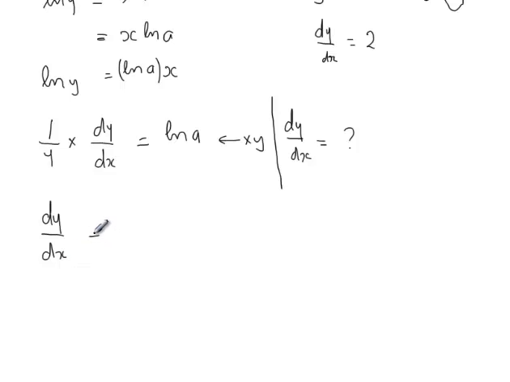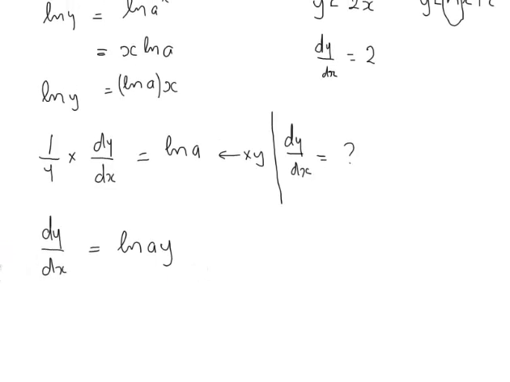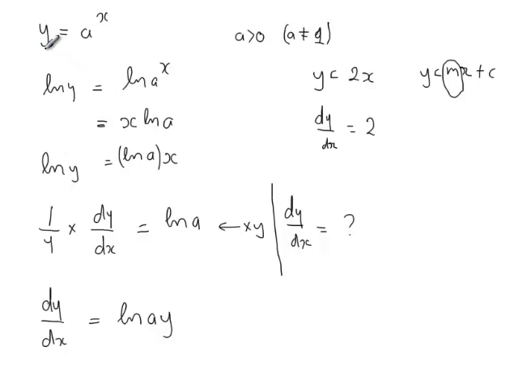dx, which is going to be equal to ln a times y. But what is y? Let's start from where we started. What is y? Can you see what is y? What are we getting here? We're getting dy dx equals ln a, and y is a to the power of x.